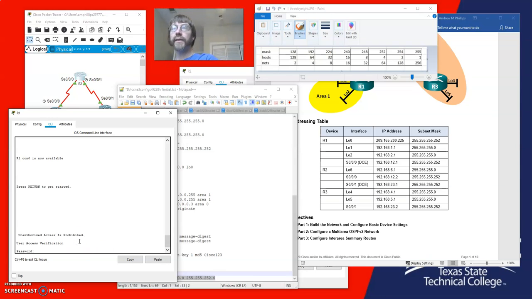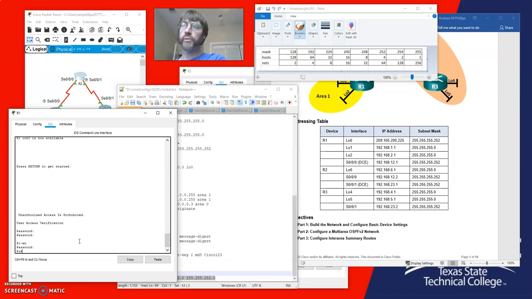With a little bitty network like this, you're really not gaining all that much, to be honest. But if you have a very large network, on the other hand, this can be quite useful.